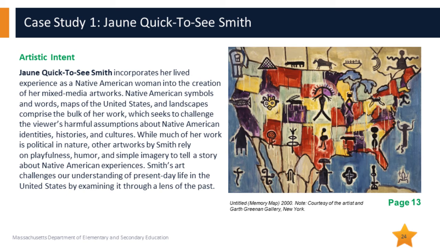A summary of Jean Quick-to-See Smith's artistic intent is that she uses Native American symbols, words, maps, and landscapes to challenge viewer assumptions about Native American identities, histories, and cultures.